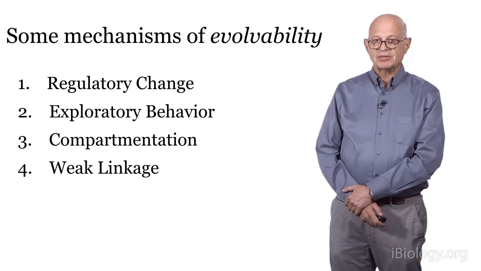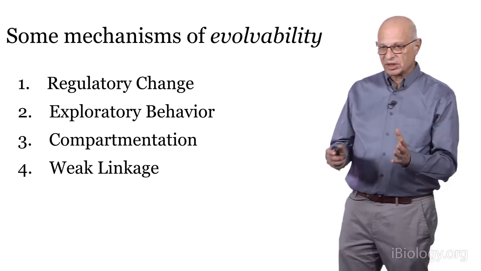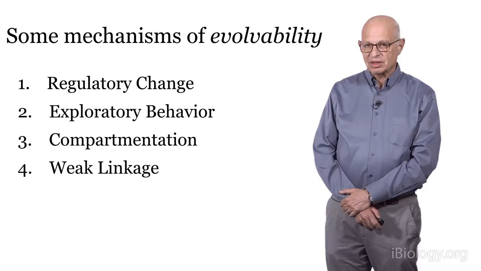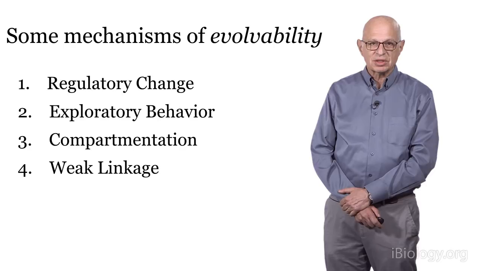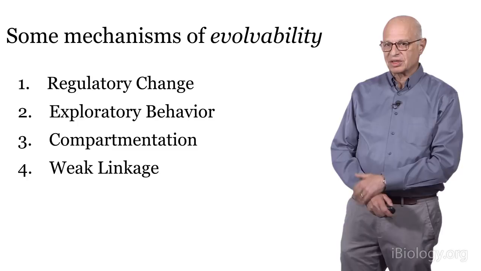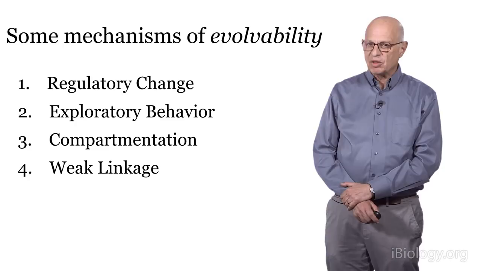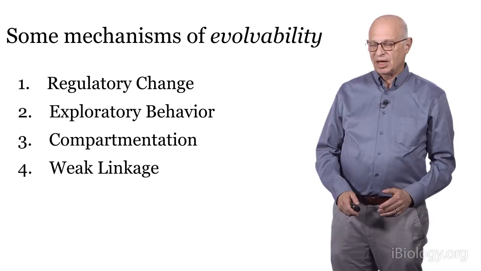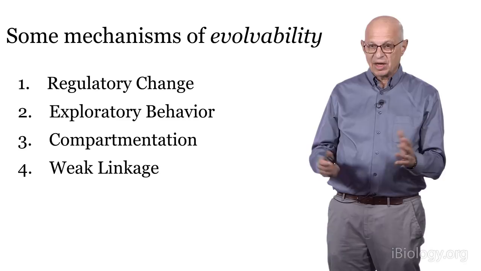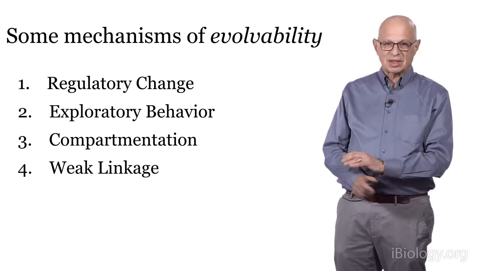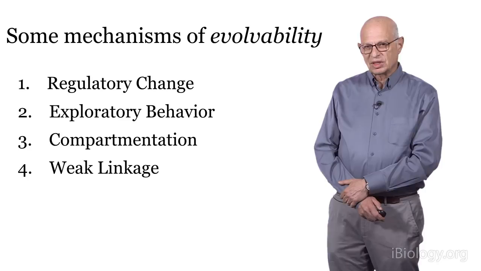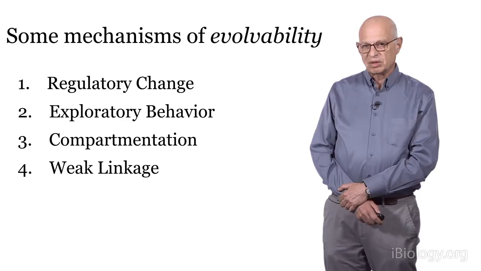So here are 4 general types of evolvability that I want to talk about. One is regulatory change, which is changing the time, the place, the circumstances under which something happens. Another is exploratory behavior, which I'll define more, but it has to do with a process which on its own will generate many different states. A third is compartmentation, which is a real problem, is how you make modifications in one part of the anatomy of the organism without making it in other parts of the organism. So you may want to put hair in certain parts of the anatomy and not other parts of the anatomy. These are the kinds of things that have to be worked out. How's that done on the molecular level? And the fourth is something called weak linkage, which is the ease in which one can make new connections without changing very much in evolution.